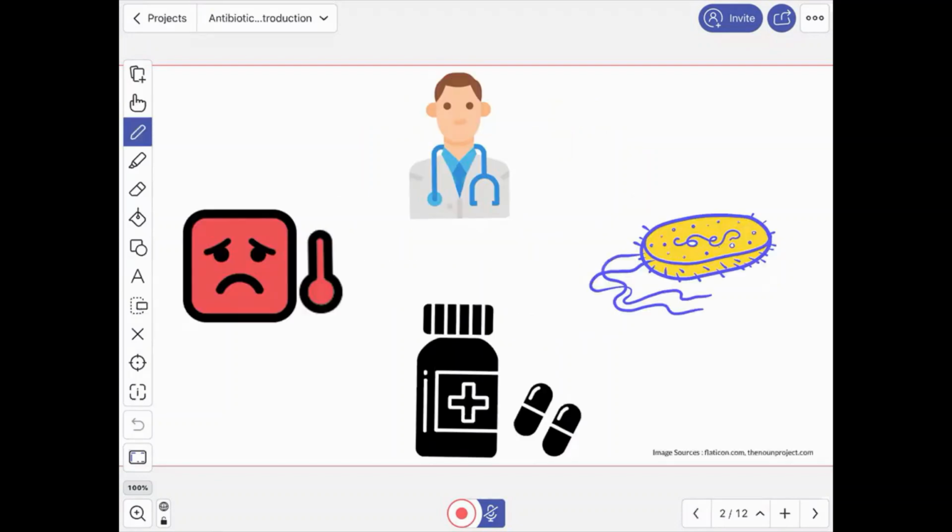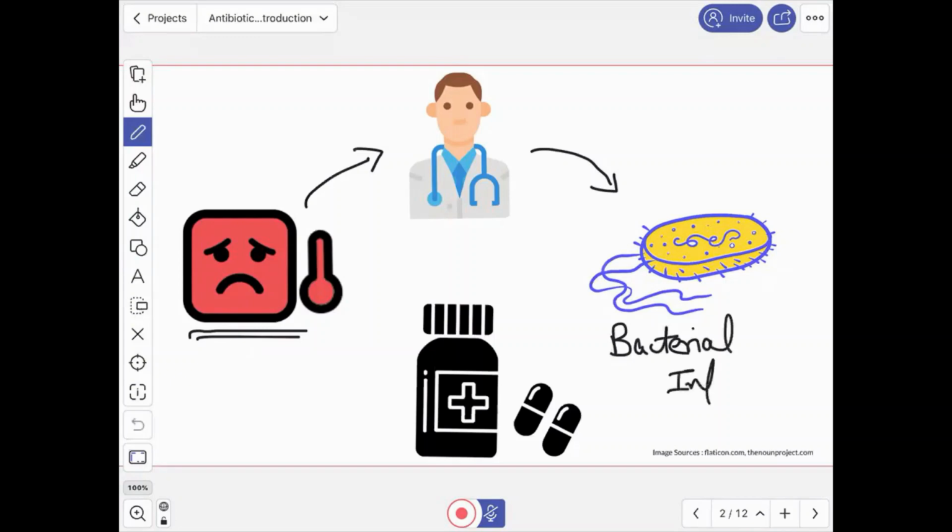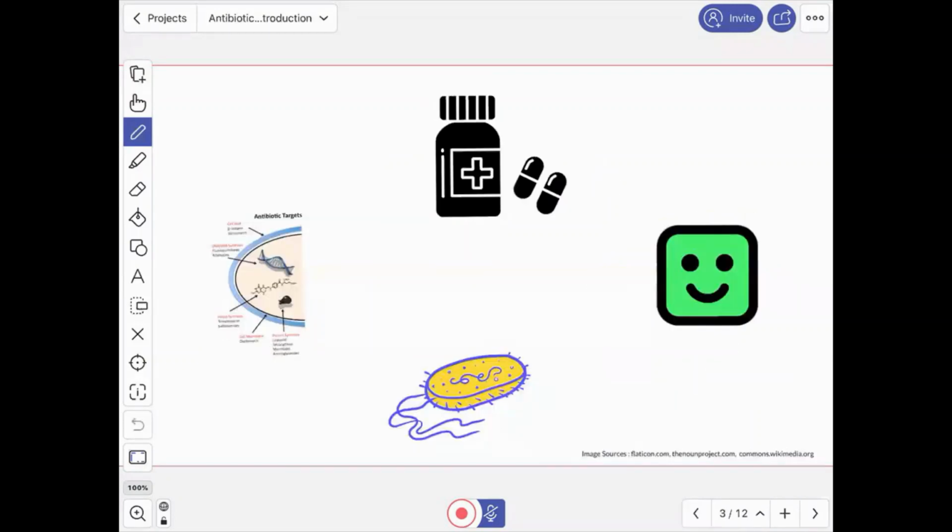Now, let's say there's this person who gets sick. He goes to the doctor, does some diagnosis, and finds out that the patient might have a bacterial infection. So it is likely that the doctor would give an antibiotic to combat this infection, which needs to be taken by the patient over a span of a few days.